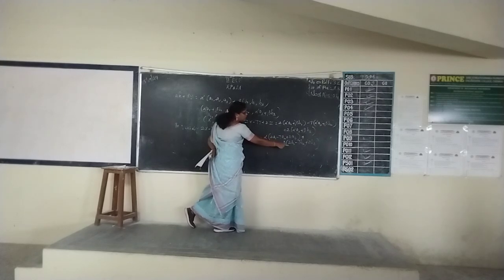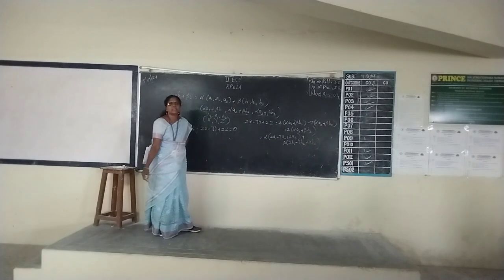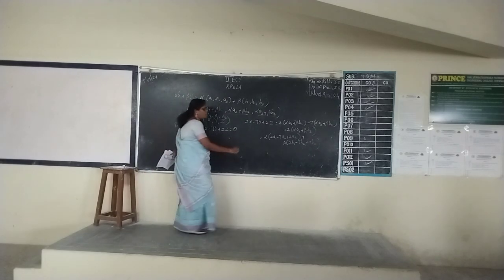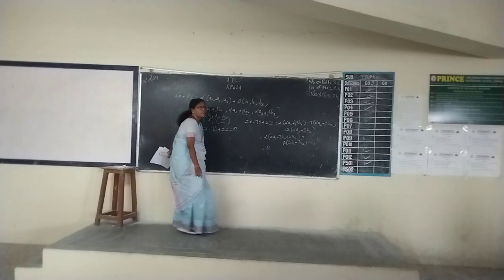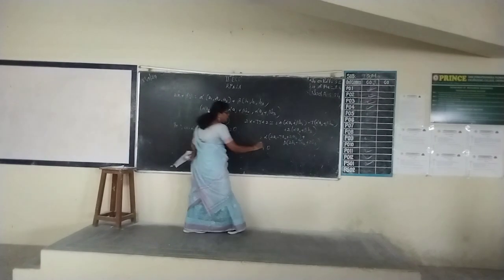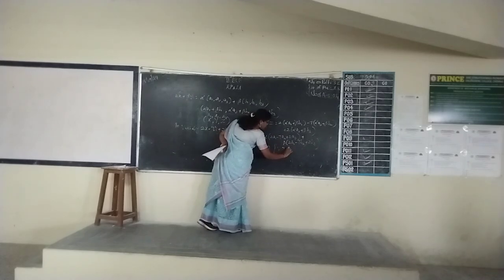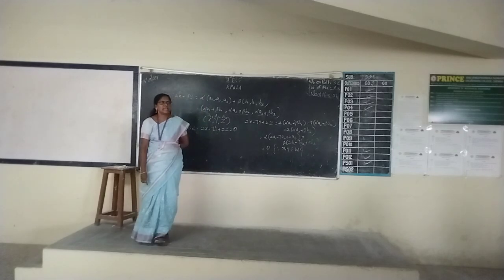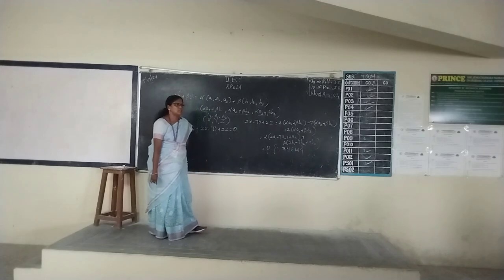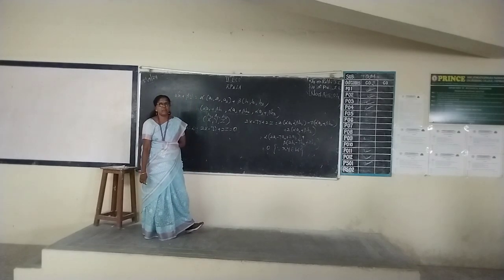2a1 minus 7a2 plus 2a3 is 0. Similarly, 2b1 minus 7b2 plus 2b3 is 0, because already our x and y belong to W. So obviously this will become 0. The reason is that x and y belong to W: 2a1 minus 7a2 plus 2a3 equals 0, and 2b1 minus 7b2 plus 2b3 is 0. So the resultant answer will be 0.